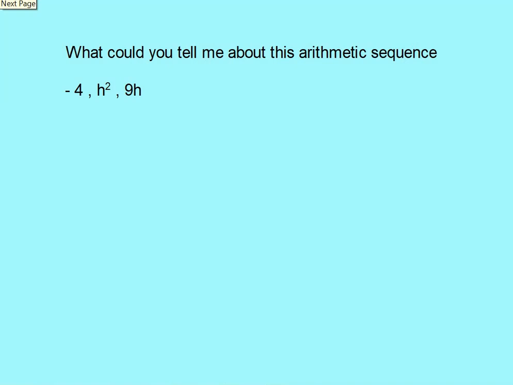Wow, this one's definitely harder. So what can you tell me about this arithmetic sequence? We'll talk about what they might ask you in a minute. But we've got the first three terms. Actually, it doesn't really matter if it's the first three or not. We've just got three consecutive terms, and I know that because there's no dots in between. So the fact that it is arithmetic means there's a constant difference there.